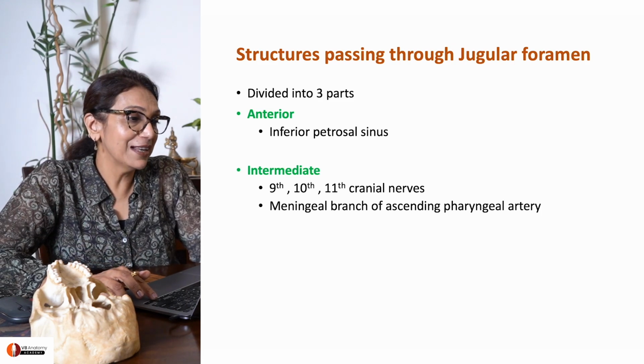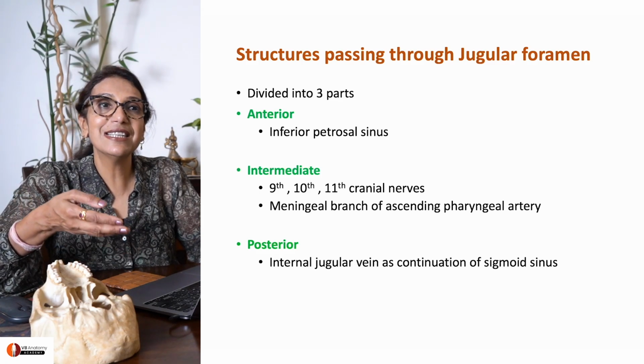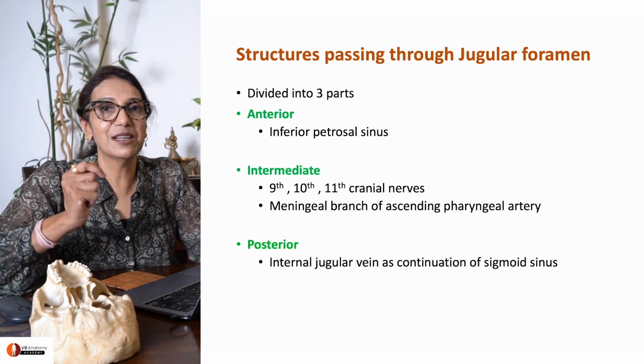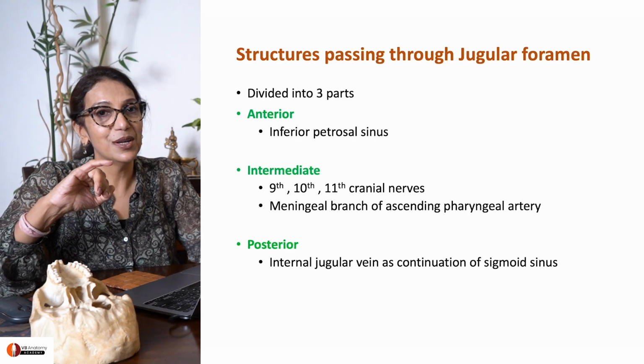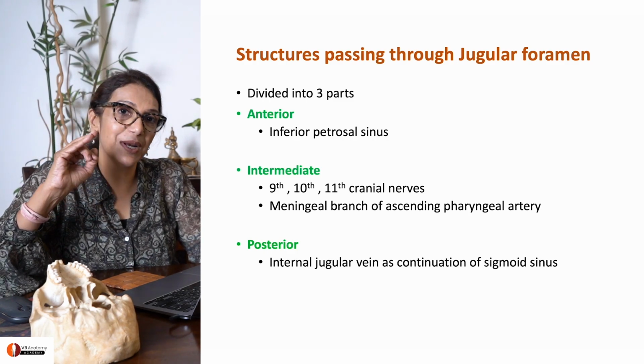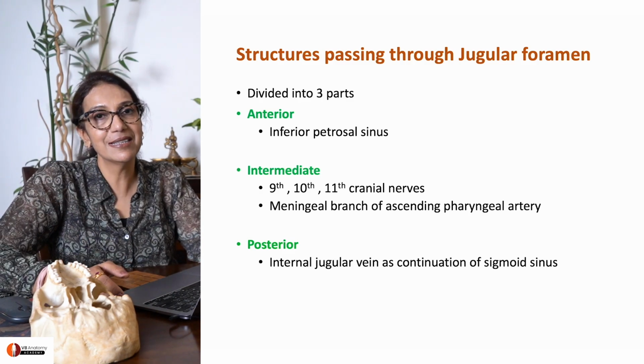What is left then for the posterior part? Of course, the internal jugular vein, which is the downward continuation of the sigmoid sinus. Again, the third most commonly asked question. Foramen ovale, most common, foramen magnum next, and jugular foramen, another very commonly asked.